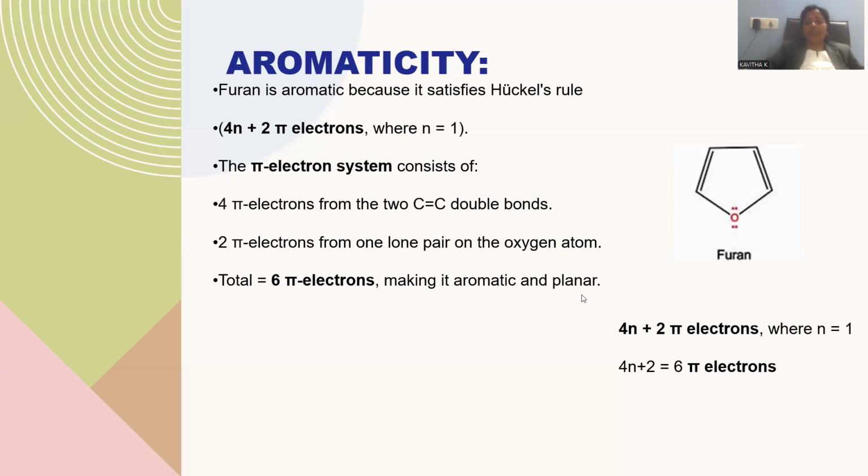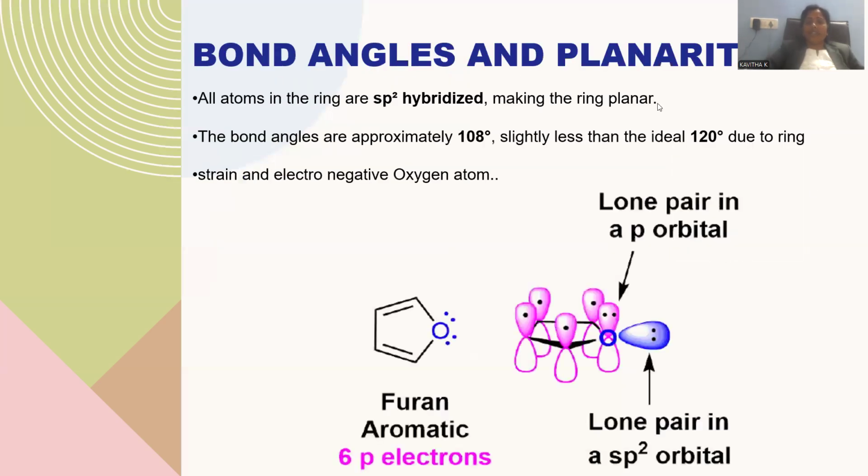That is because all the atoms are sp2 hybridized. Bond angles and planarity: all the atoms are sp2 hybridized, so the ring is planar in nature, and the expected bond angle for sp2 hybridization is 120. Everybody is aware that sp2 hybridized orbitals are located in such a pattern that a 120 bond angle is exerted. But in contrast, within the molecule there is a shortening of the bond angle. 108 is the existing one. This is the practical value, while 120 is the theoretical one.